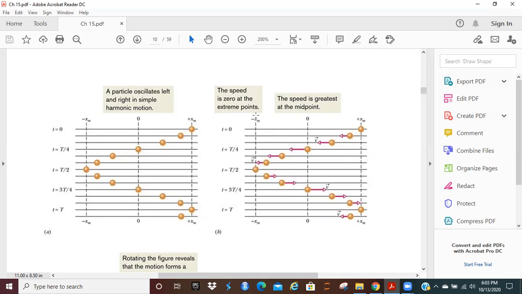So the speed is 0 at the extreme point. You can see here there's no velocity, and no velocity. You can see the velocity increase as it swings out this way, and then you can see the velocity increase as it swings out the other direction.